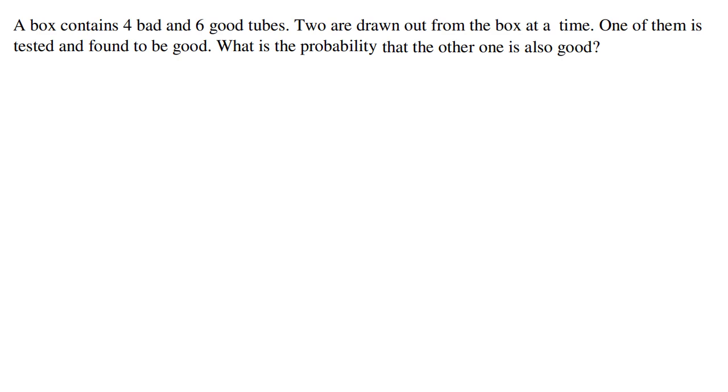Now let us move to the next sum. A box contains 4 bad and 6 good tubes. 2 are drawn out from the box at a time. One of them is tested and found to be good. So what is the probability that the other one is also good?